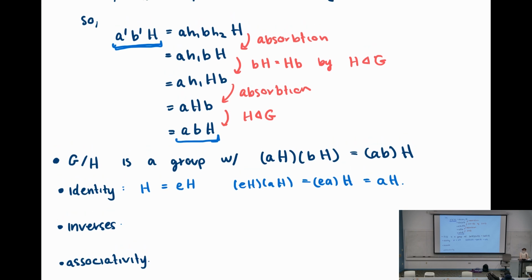Okay, what about inverses? Yeah, so if you had AH, then its inverse is going to be just A inverse H. So why is that? Well, if we had AH, A inverse H, this is A inverse H, which is then equal to H, which was our identity element.